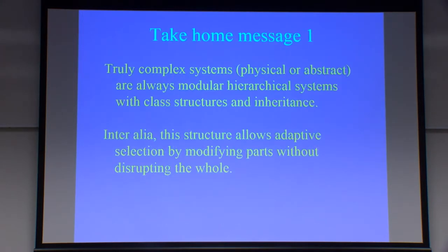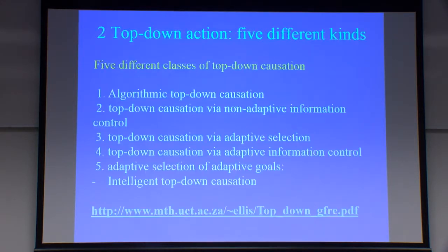So the take-home message here is truly complex systems, physical or abstract, are always modular hierarchical systems with class structure and inheritance. You can't create a genuinely complex system that isn't one. Inter alia, this structure allows adaptive selection by modifying parts without disrupting the whole.